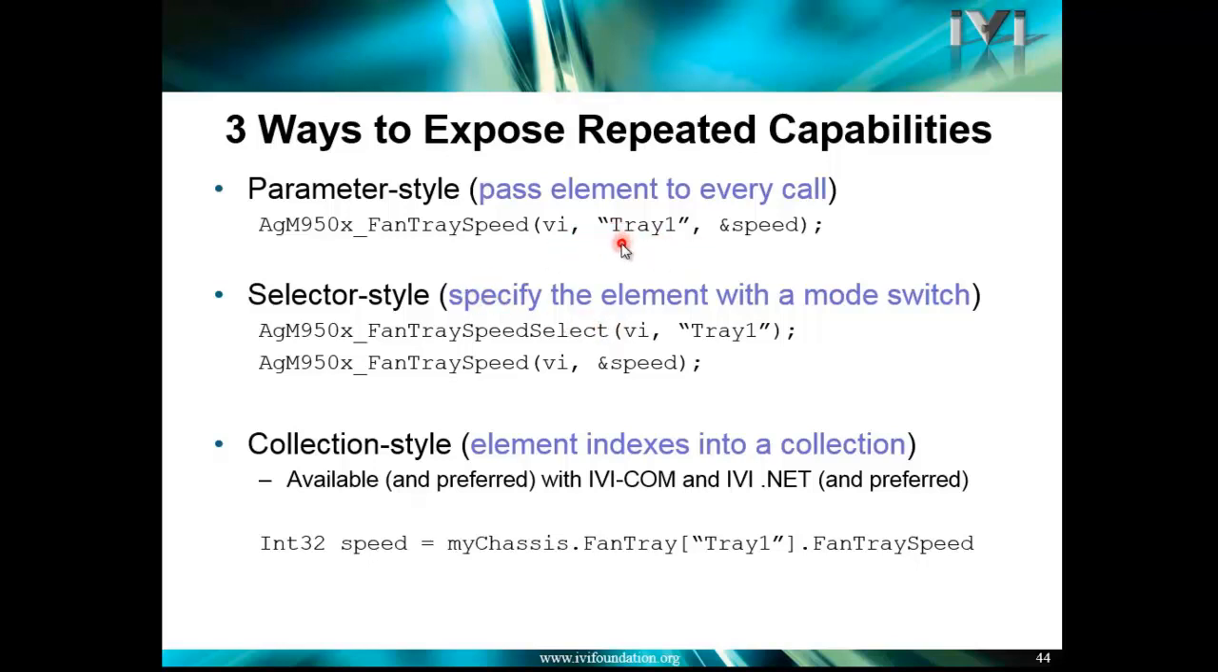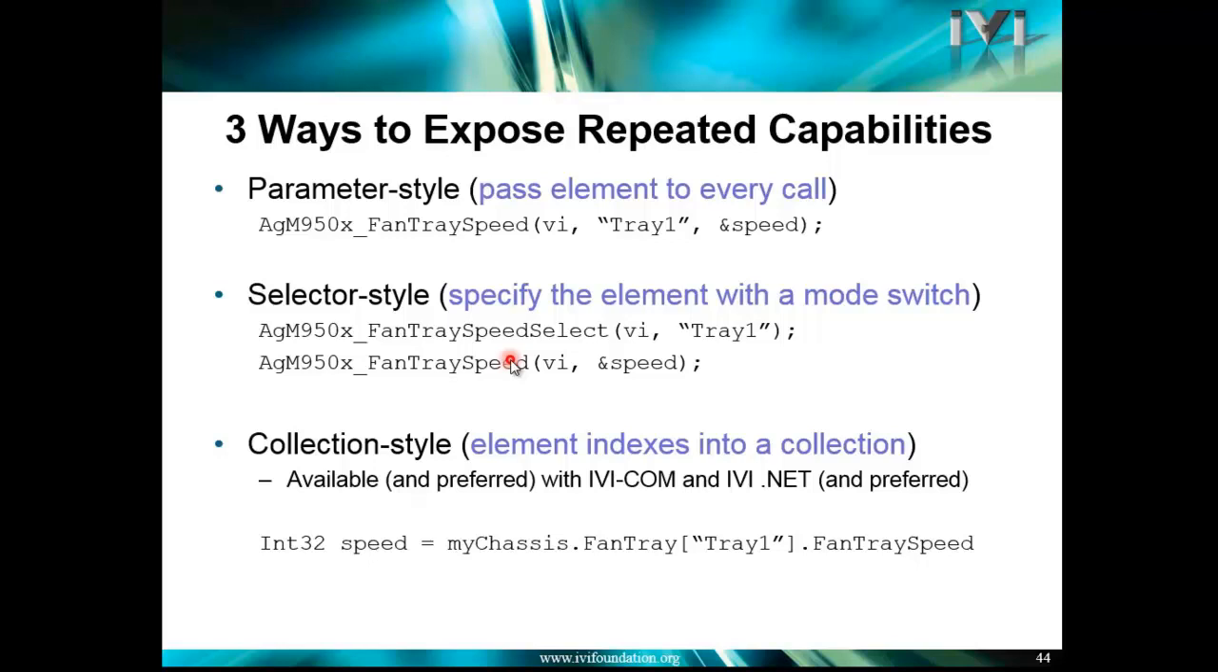So in our example here, we've got a tray. This is actually a fan tray speed. So the notion is this particular instrument has multiple trays of fans. This is a very high power instrument, and each tray has multiple fans. So if we want to go to tray number 1 to adjust the speed of what's on tray number 1, you could specify tray number 1 as one of the parameters to the function. So this is basically what the parameter style ends up looking like.